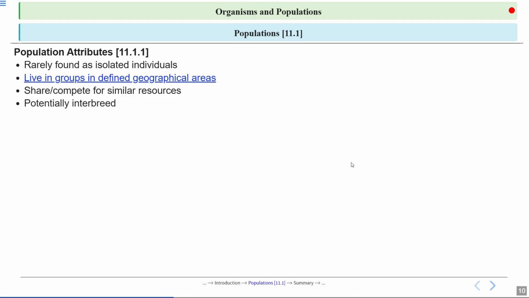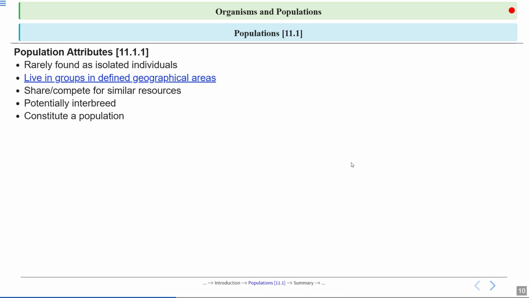Now, another important attribute is that members of a population can potentially interbreed. This means they can reproduce with each other, ensuring the continuation of their species. For instance, all the lions in the savannah can potentially mate with each other. Now, together, these characteristics constitute what we call a population. So, these are the characteristics of a population.